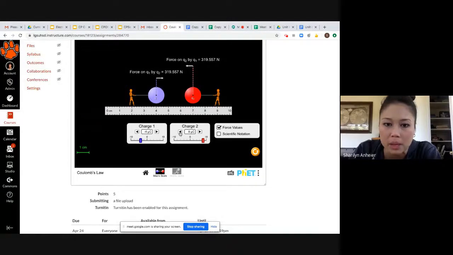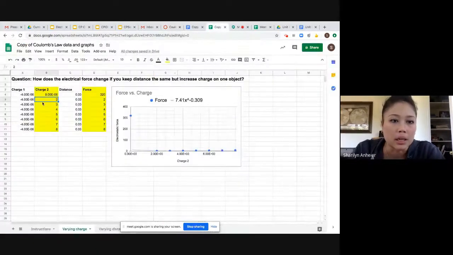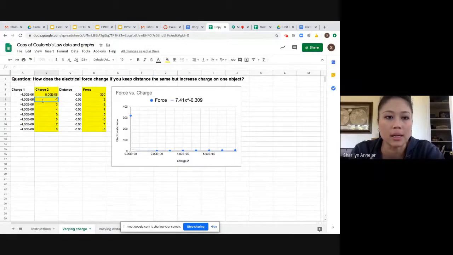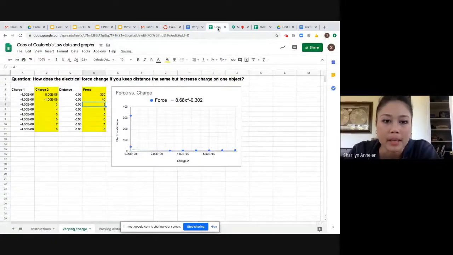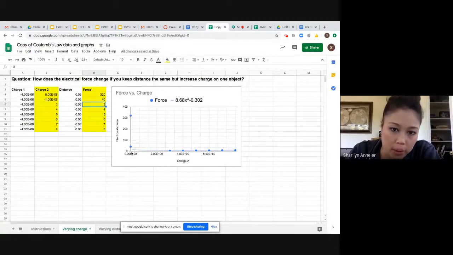So I'm going to move this maybe to -1. Let's try -1. That gives me a force of 39 or 40 if I round it up. So -1e to the -6, and then I get, what was it, 40? Let me check it again. 39.9, which is 40. So these dots are really close together.